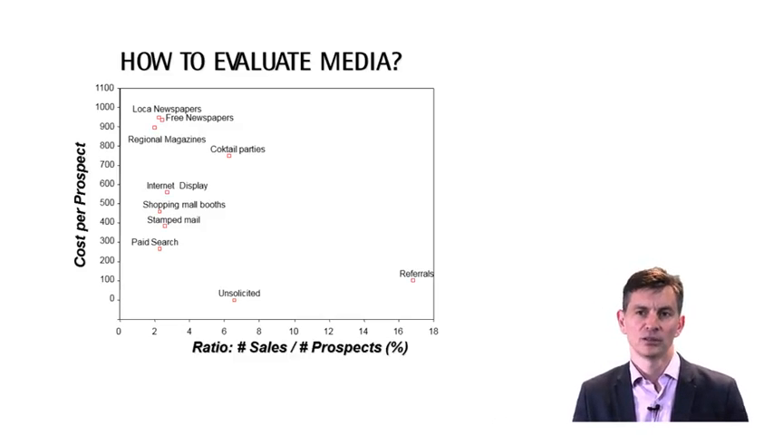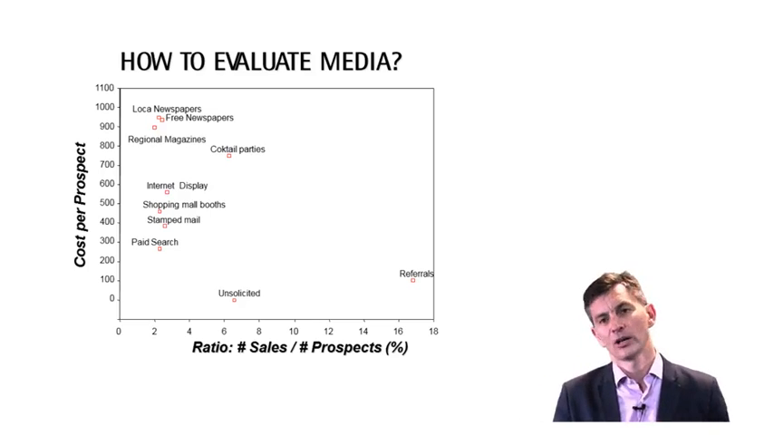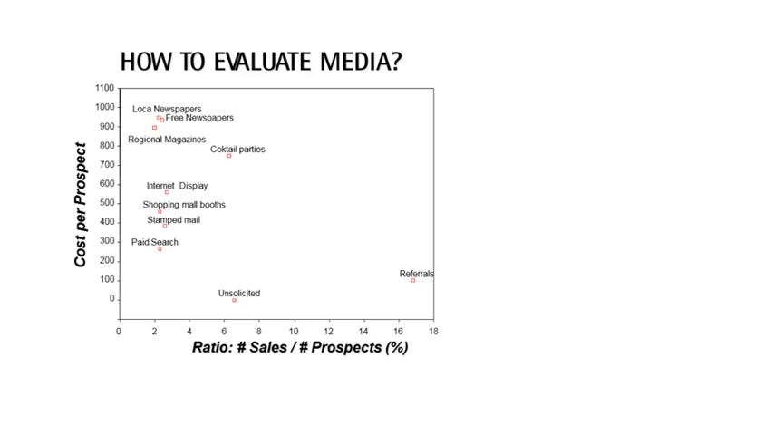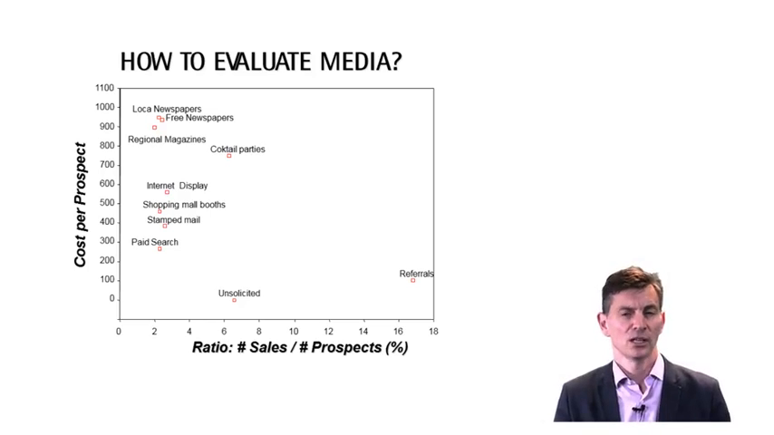Let's look at this picture, right? Here on the Y column, we have the cost per prospect, and on the X-axis, we have the ratio of the number of sales acquired to the overall number of prospects that I have put into the sales funnel, right? As you can see, these two simple indicators will give you a pretty good idea as to what media works best for acquiring and closing sales.